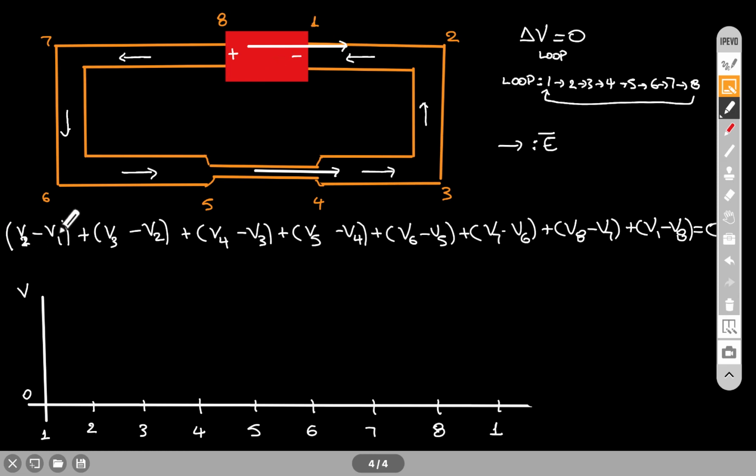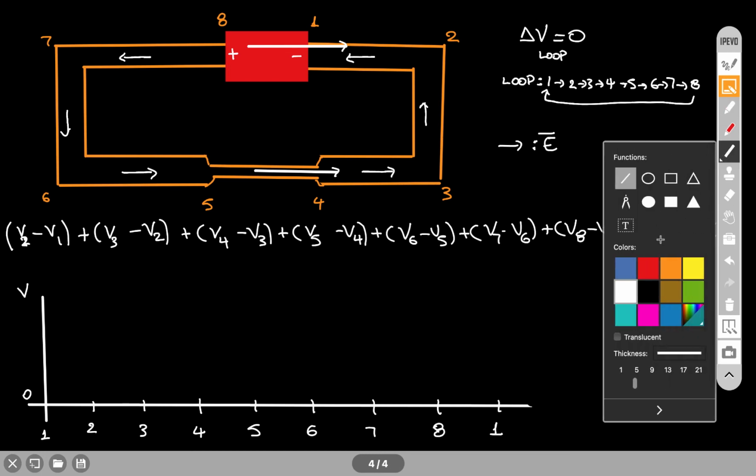Now, for the first term, V2 minus V1, what does that tell me? I start from 1, that's the initial. I start from 1 and I go to 2. That means I am moving to the right to go from 1 to 2. I go to the right, but the electric field points to the left. I am moving in a direction opposite to the electric field, and that means the potential will increase. Let's do it. I'm gonna show here that I have an increase in the potential when I go from 1 to 2. There you go. I got an increase in the potential.